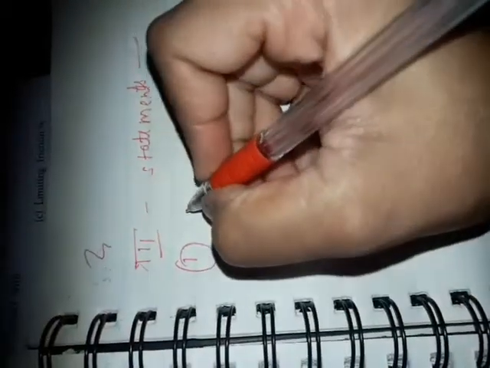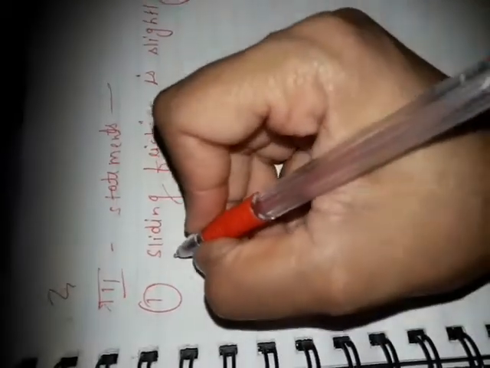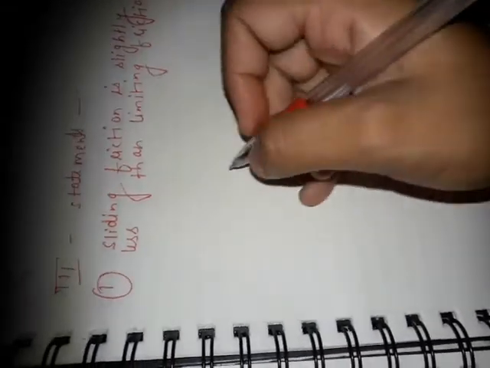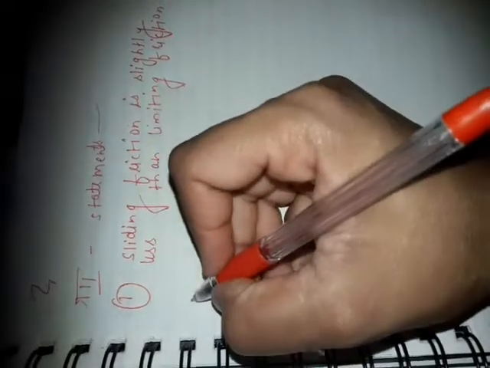First one, sliding friction is slightly less than limiting friction. In place of more you will write less.